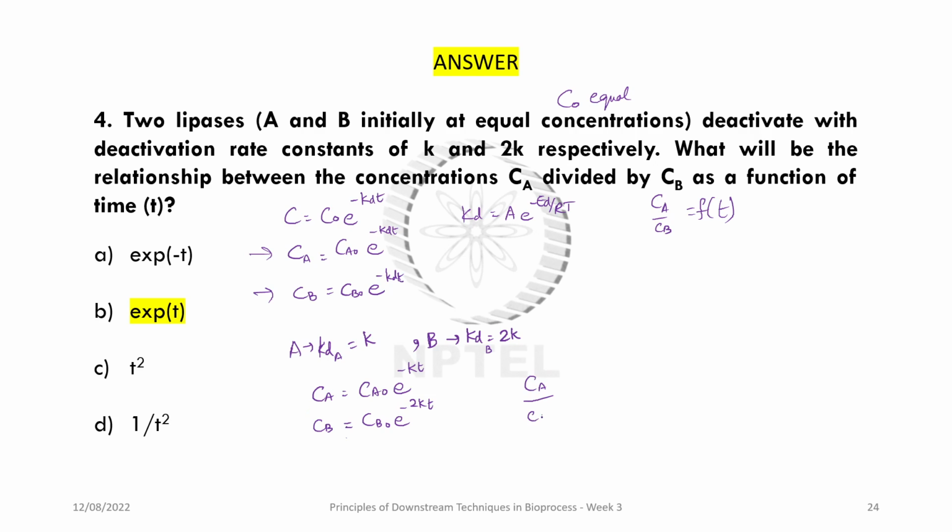So CA by CB is equal to CA naught by CB naught into e power minus Kt divided by e power minus 2Kt. So I'm going to cancel CA naught and CB naught because C naught is equal in both cases, right? So we are left with e power minus Kt, and if I take this to the numerator, I'm going to have plus 2Kt, correct? So I can take it as e power 2k minus k into t, right? So that's going to be e power k into t.